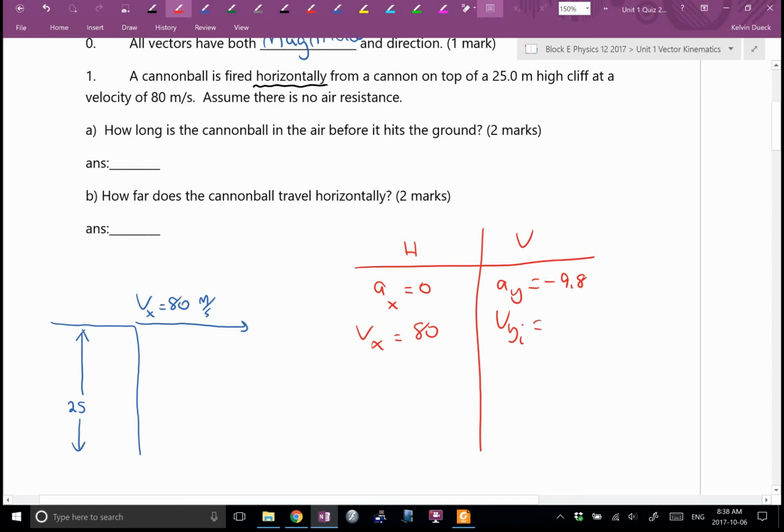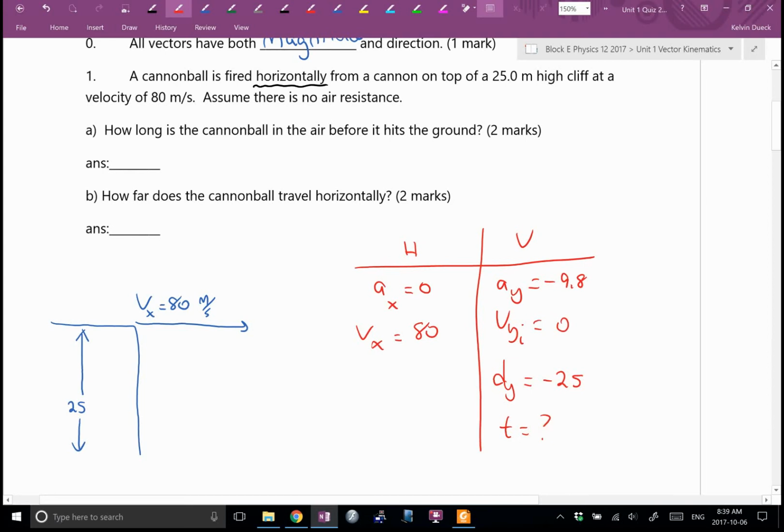What is Vy initial? For horizontally from a cliff, it's 0. And again, I've lost track of how many times I see kids put the 80 there. Right when you leave the cliff for a split second, Rick, you haven't started falling yet. 0. And it looks like I have a vertical displacement, negative 25. And now I'm committed. There's my 3 things, Alec.